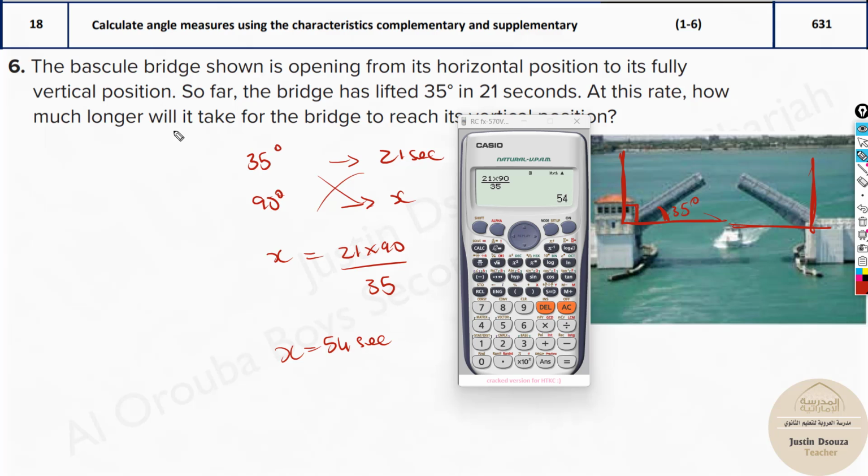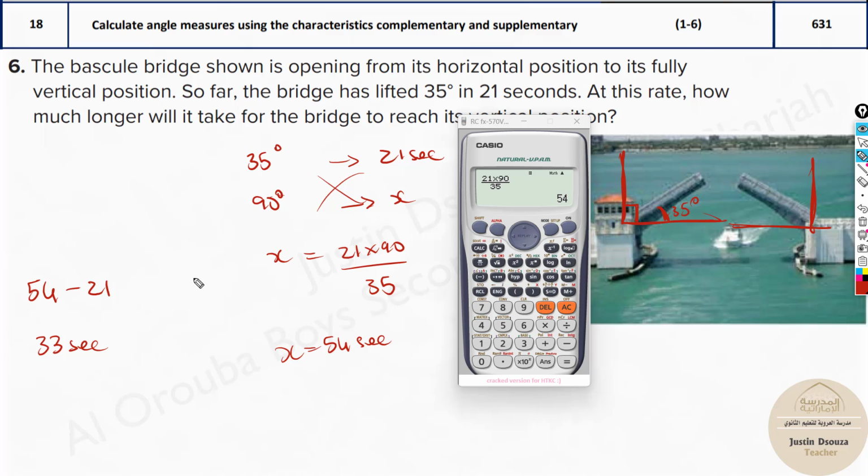But here, if you look at the question, they have clearly asked how much longer will it take to reach its vertical upright position, right? So we need to subtract 54 minus 21 because 21 seconds is already done. So 54 minus 21 will be 33 seconds it will take to reach the upright position, the vertical position.